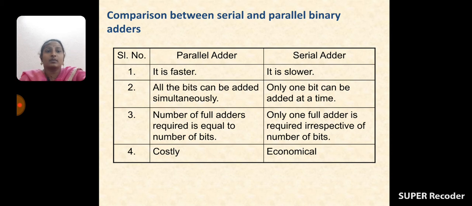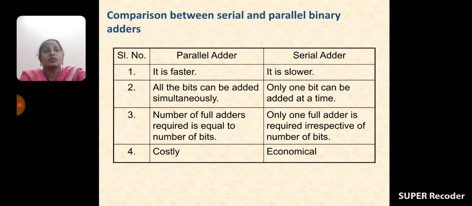After producing the sum and carry, the next bit will be received. So these are the differences between the parallel adder and serial adder. First, the parallel adder is faster, meaning its speed is very high, while the serial adder is slow. All the bits get added simultaneously in the parallel adder.